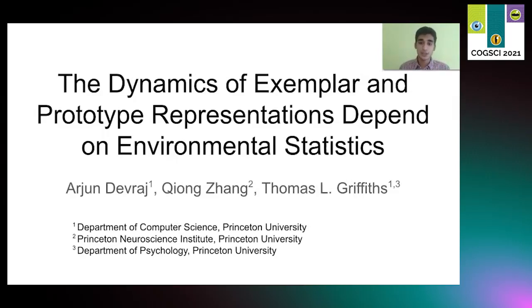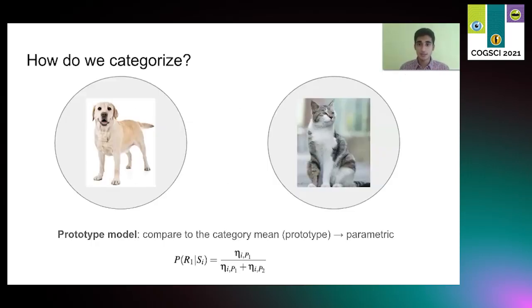Our work is titled, "The Dynamics of Exemplar and Prototype Representations Depend on Environmental Statistics." Let's consider a scenario in which we have two categories, cats and dogs. Given a particular image, we are asked to determine whether it is a cat or a dog.